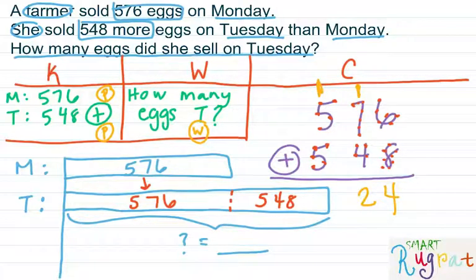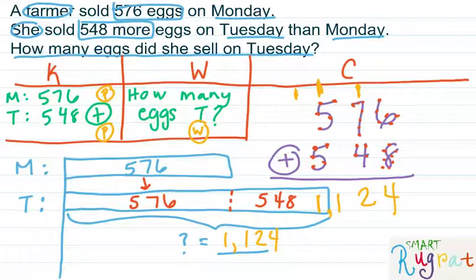It's a 1. 5 and 5 is 10 plus 1, 11. And then we have to regroup up here. 1 plus 0 plus 0 is 1. And I know I'm writing into the bar, but there is my answer. 1,124. That's how many she sold on Tuesday.